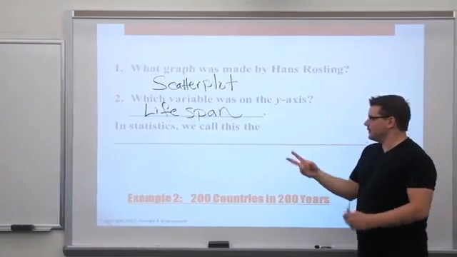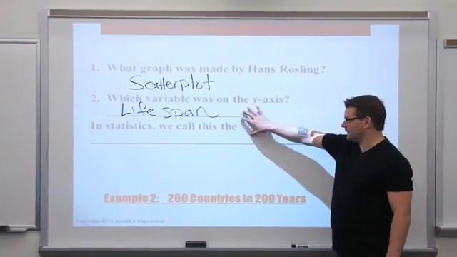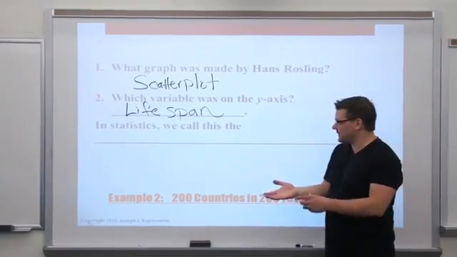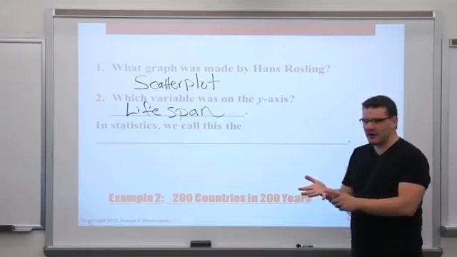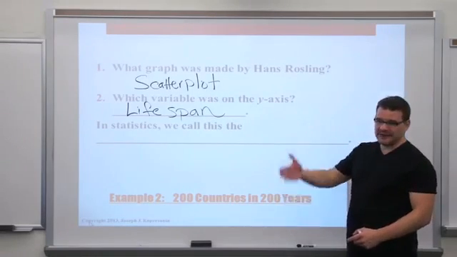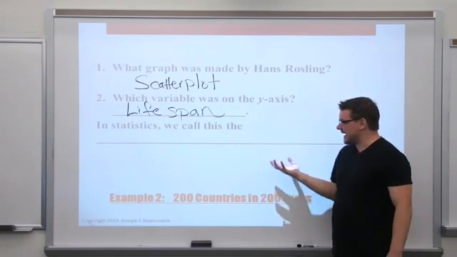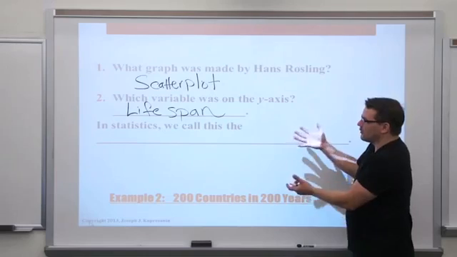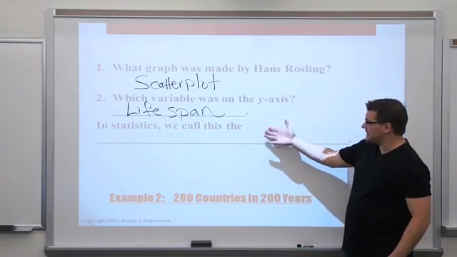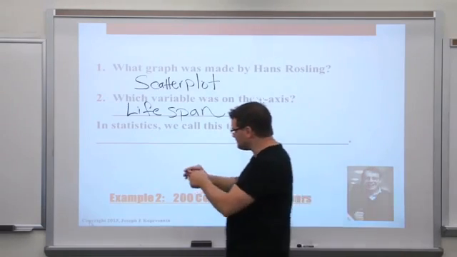So for each country, there were two variables that Hans looked at, and the one on the vertical or the y-axis was lifespan. In statistics, we have a name for this. If you're coming from a math background, you may have called it a dependent variable. X would be independent, Y would be dependent. Those words are fine, but when you move over to the statistics side, there are more appropriate names, and we'll use those names in this course, so make sure that we get them. In statistics, the Y variable would be called the response variable.